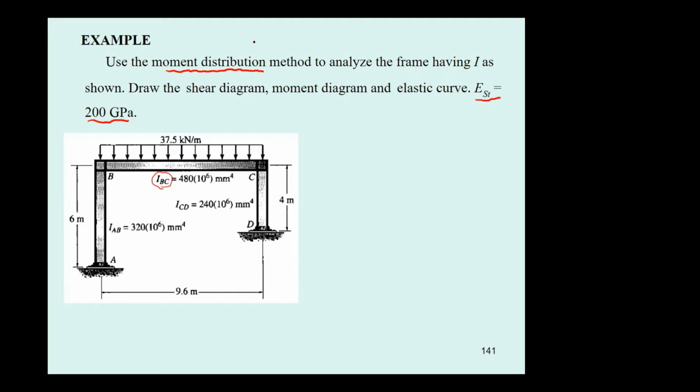So what is the degree of indeterminacy of this frame? It is fixed at A and fixed at D, a total of 6 unknown reactions, and you have 3 equations of equilibrium for one free body diagram of this frame. So the degree of indeterminacy is going to be 3. How about the degree of freedom?